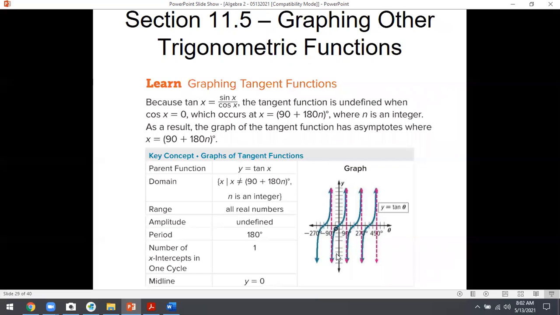Tangent, by default, there are 2 asymptotes at negative pi over 2 and pi over 2, but they do repeat every, what's the period for tan? It's 180, isn't it?